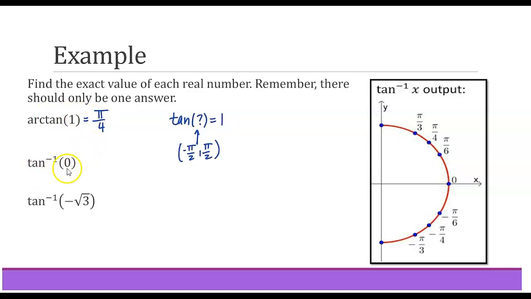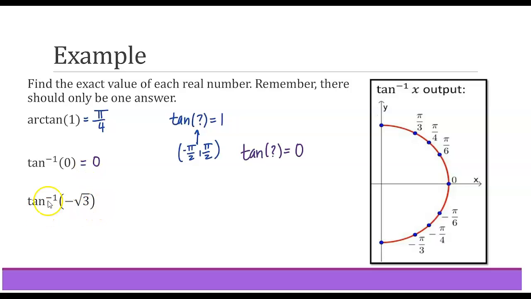If we're looking at tan inverse of 0, we're thinking about tangent, again, of what angle in radians is equal to 0. Well, that value is just 0, and that is included from negative pi over 2 to pi over 2. 0 is included, so tangent of 0 in radians is equal to 0. So that is my answer.